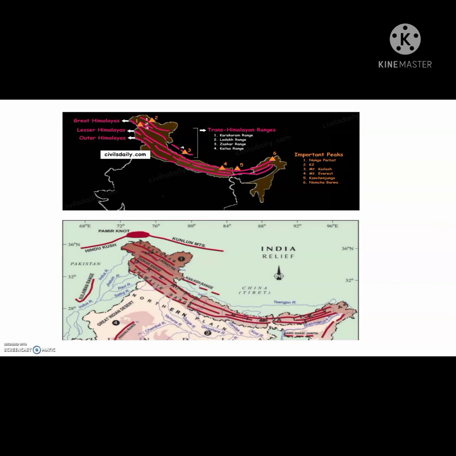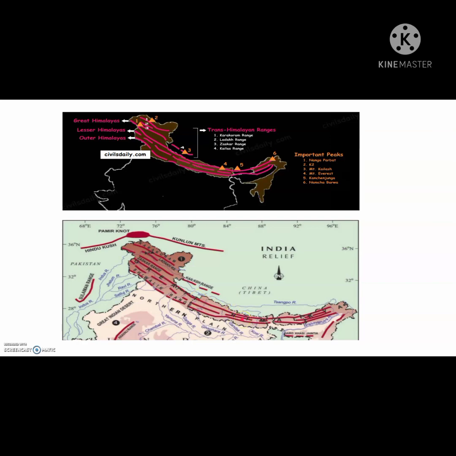Rugged means a rocky surface. Pirpinjal ranges are located in Jammu Kashmir and Mahabharata ranges are located in Nepal. This is about the Himachal ranges.